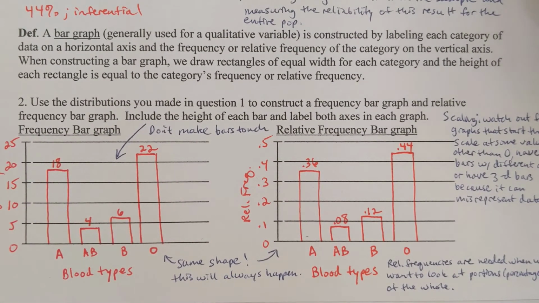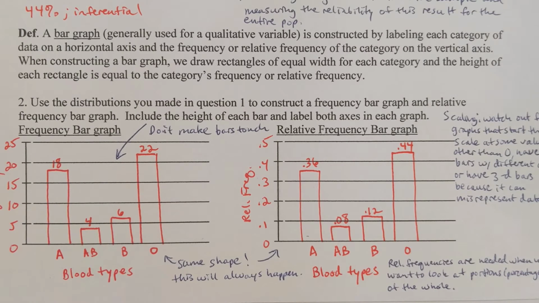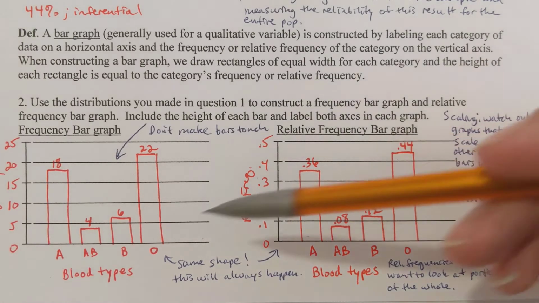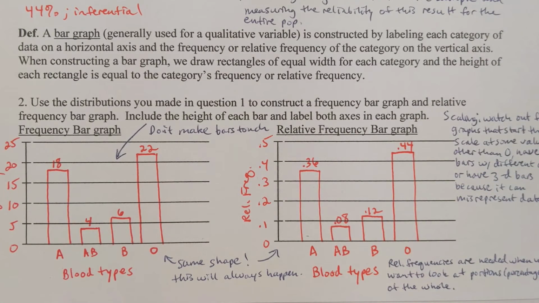Definition next says that a bar graph, which is generally used for a qualitative variable, is constructed by labeling each category of data on a horizontal axis and then the frequency or relative frequency of the category on the vertical axis, depending on what type of bar graph you're going to make. Okay? When constructing a bar graph, we use rectangles of equal width for each category, and then the height of each rectangle is equal to the category's frequency or relative frequency.